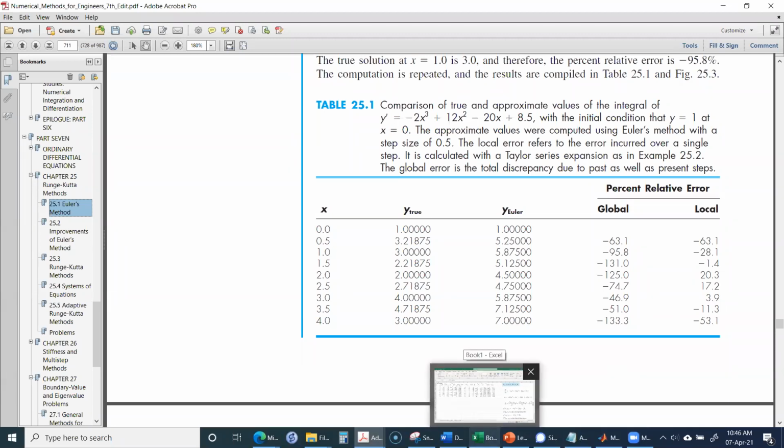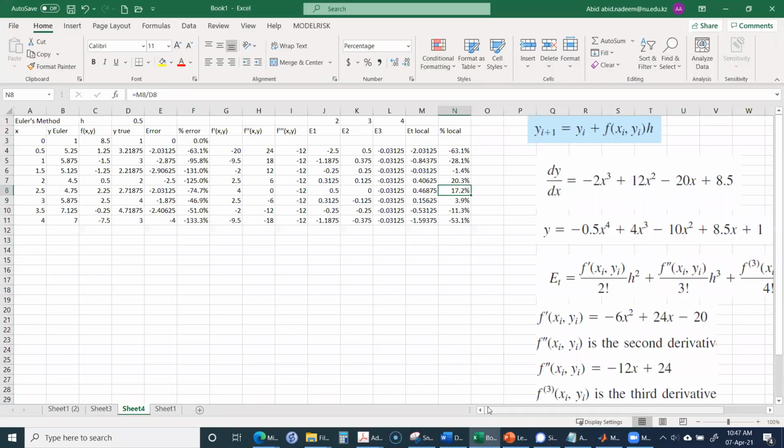So here you have found out what these percentage local errors mean, okay? And then if you want to confirm the global error, so the global error is this, whereas the global error is this.